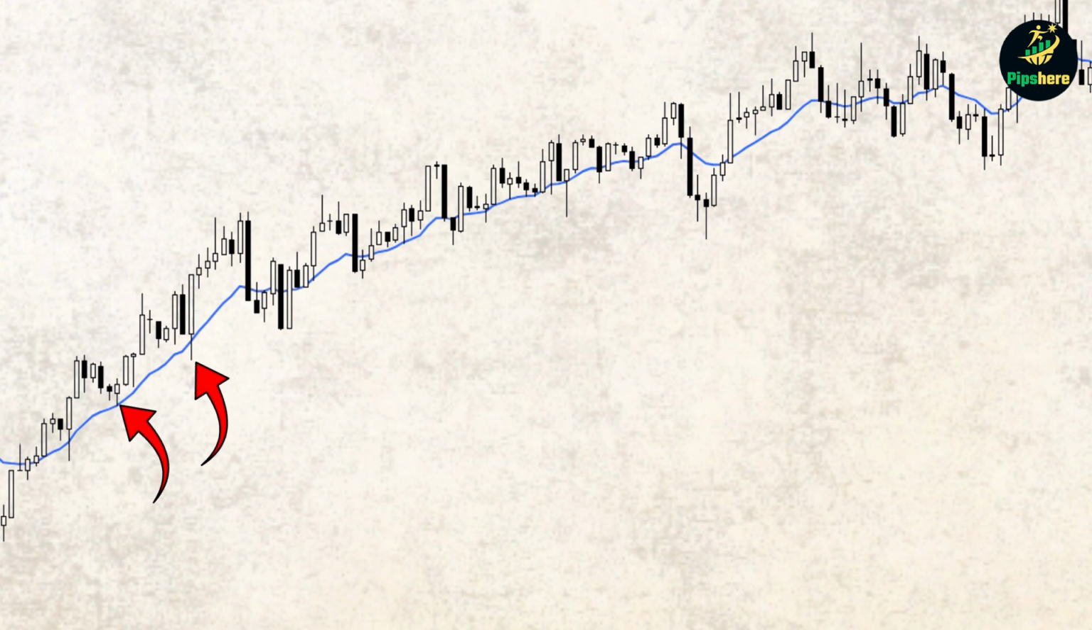Now compare all of these setups carefully. This bullish engulfing pattern formed at the moving average. This bullish engulfing pattern also formed at the moving average. And this bullish engulfing pattern formed at the moving average as well. At the same time, notice the direction of the EMA. It is clearly sloping upward with strong momentum.